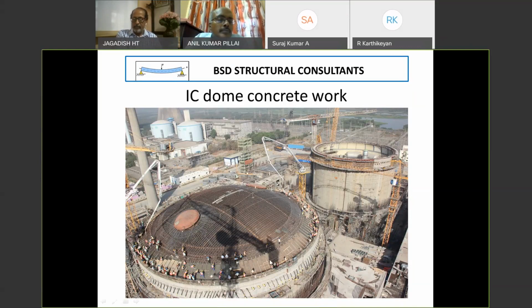So here you can see finish completed, hessian cloth laid on the concrete and moist curing is going on. Here in this portion, finishing is in progress. Here concrete is being placed.